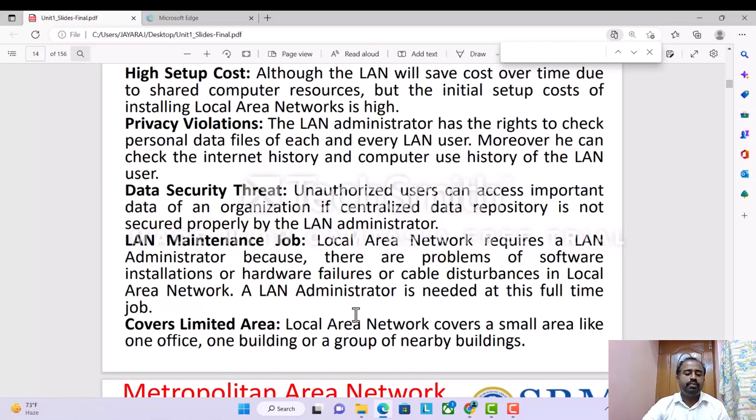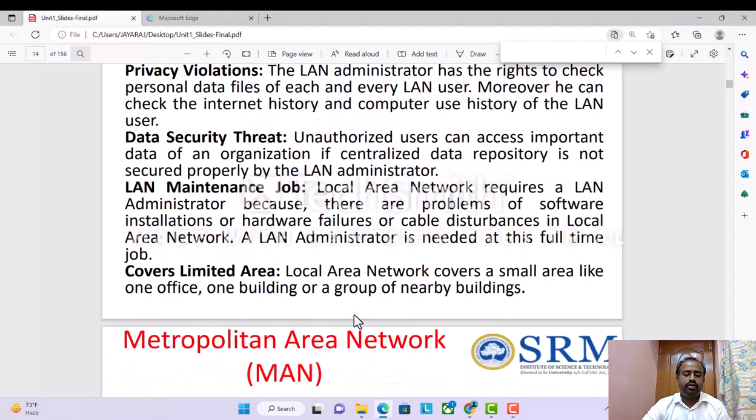Then this is the major one. It covers only a small area. That is a major disadvantage. Only one office or a group of people or particular buildings nearby.